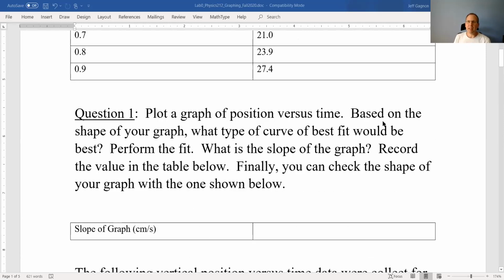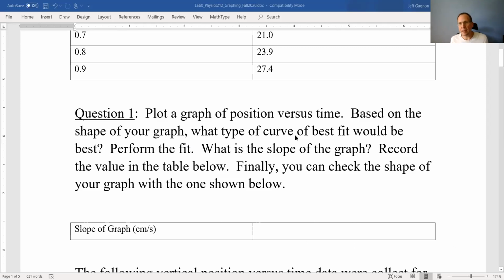So then based on the shape of your graph, what type of curve would you fit to your data? Perform the fit. What is the slope of your graph? Now, by me asking for the slope, I'm kind of giving you the previous answer. What type of graph has a constant slope? It's just one particular slope. It would be a linear fit, right? So it's going to be a linear fit for the first part. And then you want to record the value of the slope in the table here below.